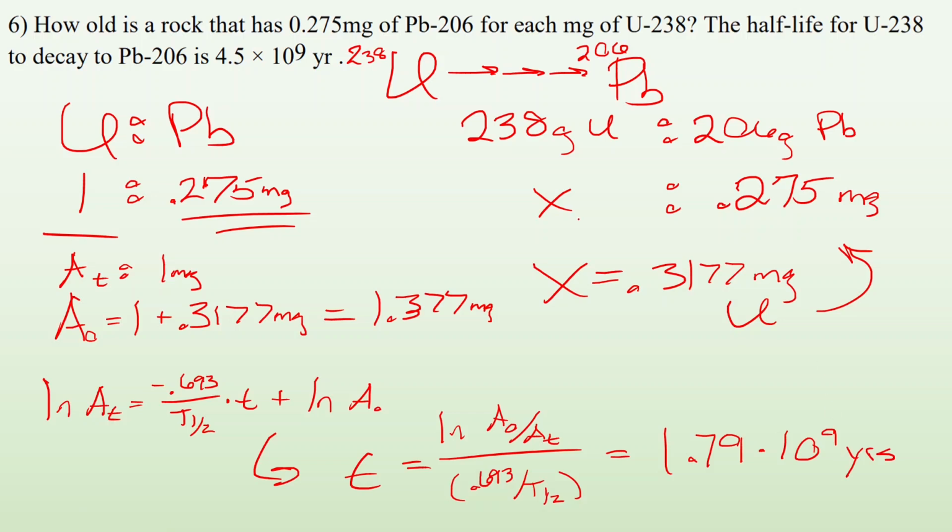All right, so things to watch out for. This lead, the 1 milligram of uranium to 0.275 milligrams of lead. That 0.275 milligrams of lead used to be 0.3177 milligrams of uranium. Right, the mass dropped because uranium decayed, shot off a bunch of particles. So you've got to figure out how much uranium that lead used to be.